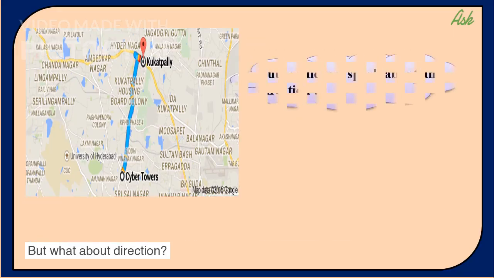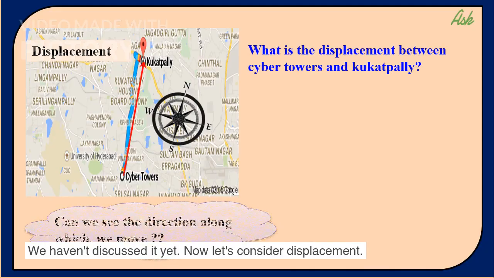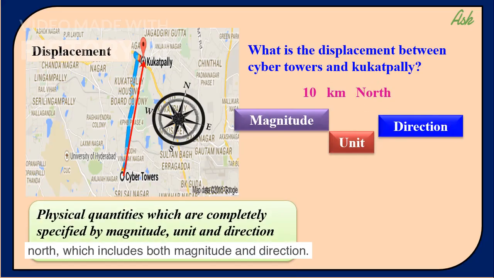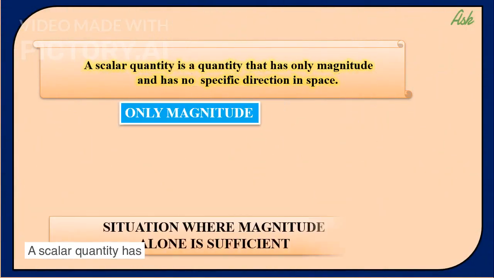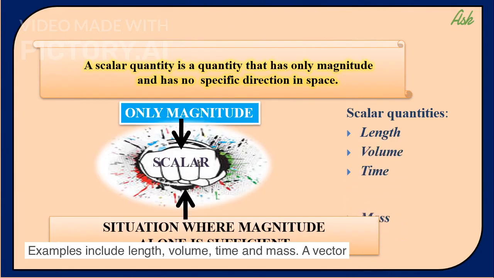But what about direction? We haven't discussed it yet. Now let's consider displacement. The displacement between Cyber Towers and Kukatpally is 10 km north, which includes both magnitude and direction. A scalar quantity has only magnitude and no specific direction in space. Examples include length, volume, time, and mass.